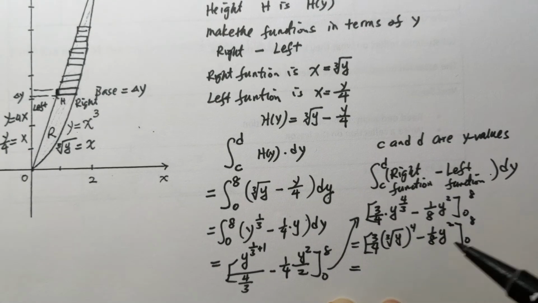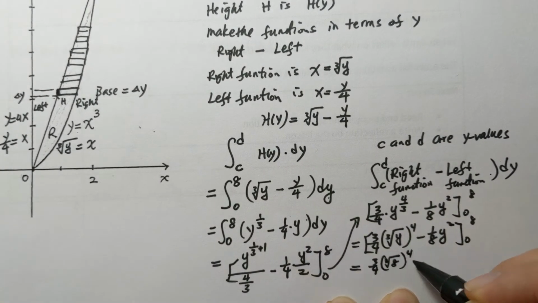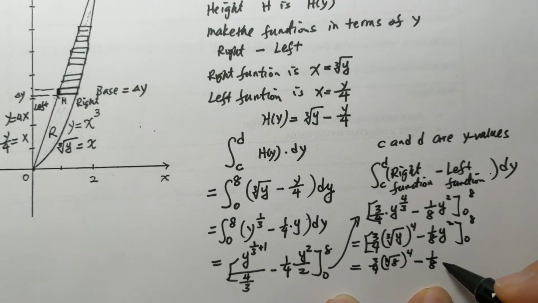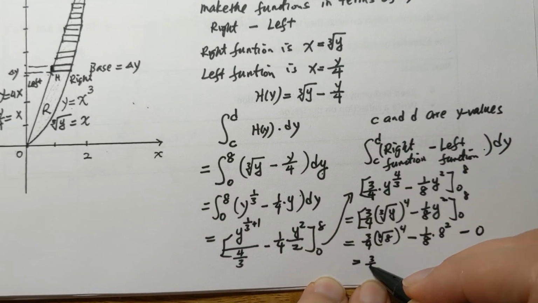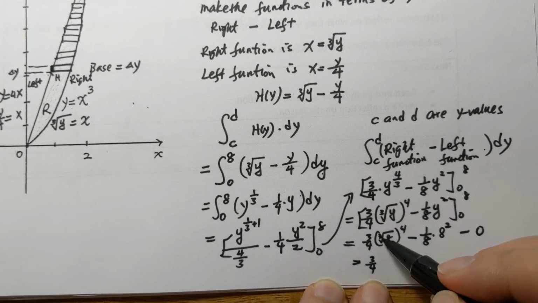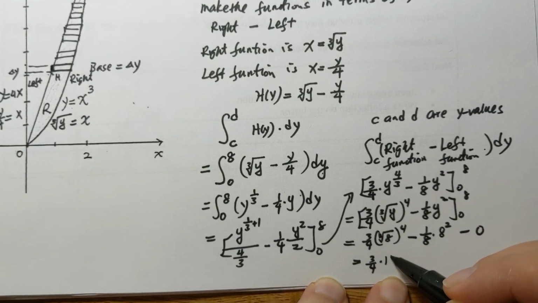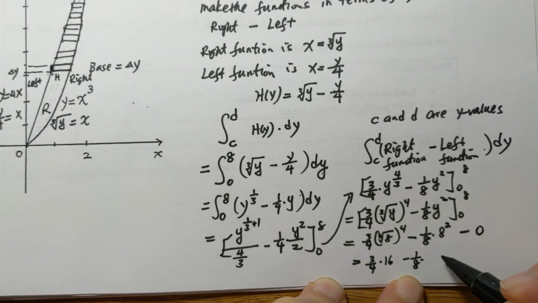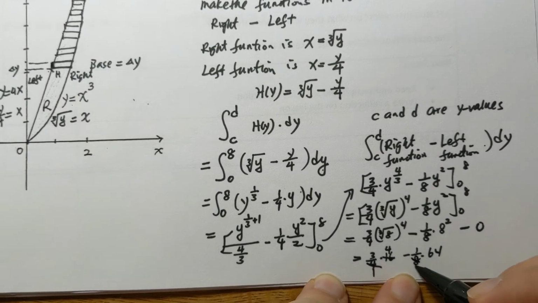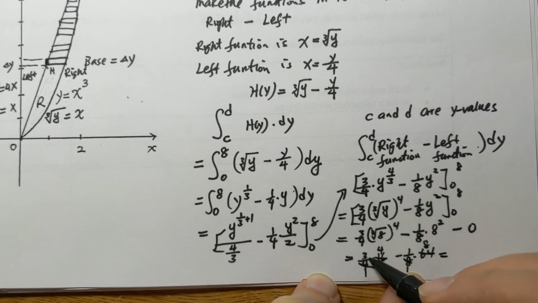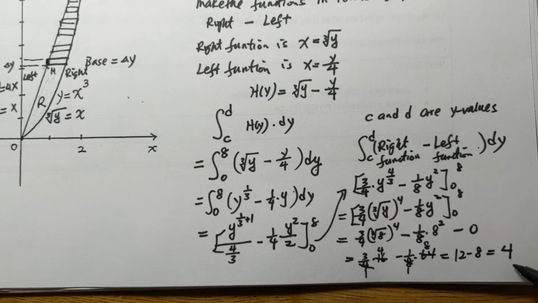Now do substitution. 3 over 4 cube root of 8 to the 4th power minus 1/8 times 8 squared, minus 0. So now I get 3 over 4, and you have the 2 to the 4th power, that will be 16, minus 1/8 times 64. Now we can simplify: 3 over 4 times 16 is 12, and 1/8 times 64 is 8. So 12 minus 8 equals 4. So we found the area is 4.